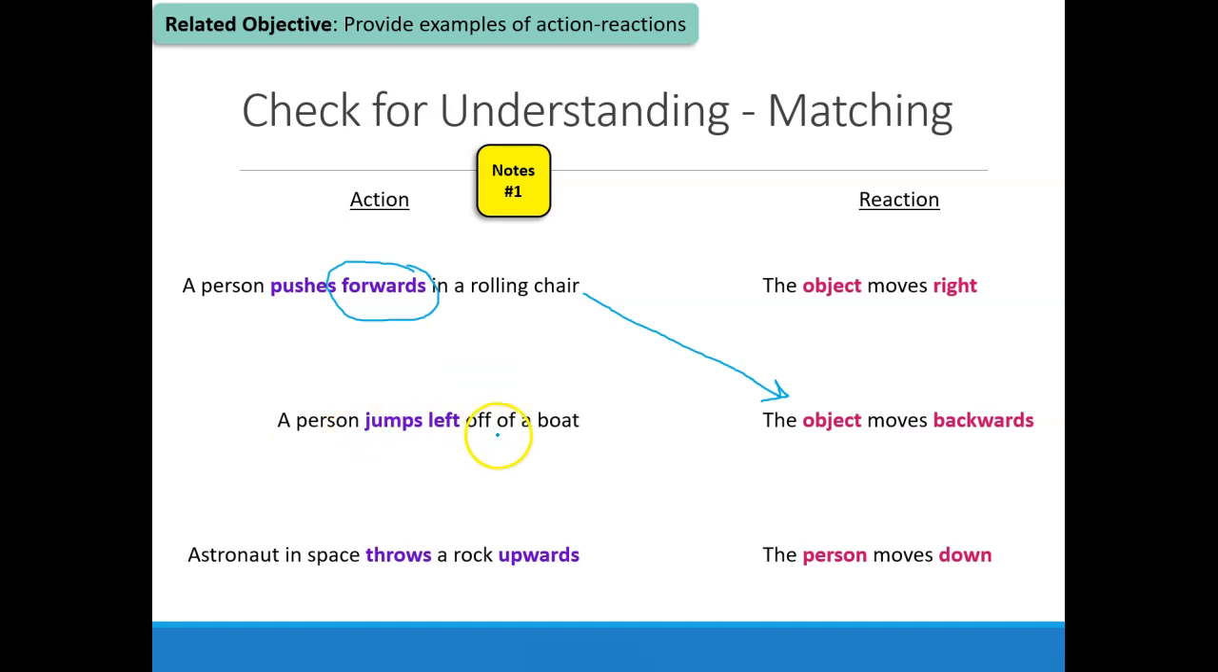When a person jumps left off of a boat, again, the opposite parallel force would be to the right. So in this case, the object moves to the right. So the person went left and the boat went to the right.